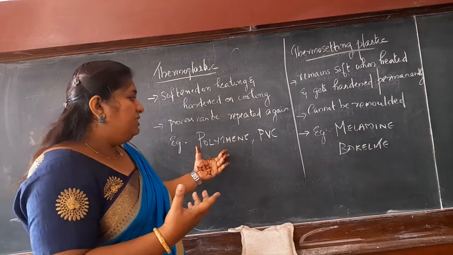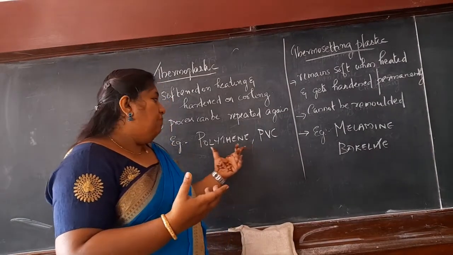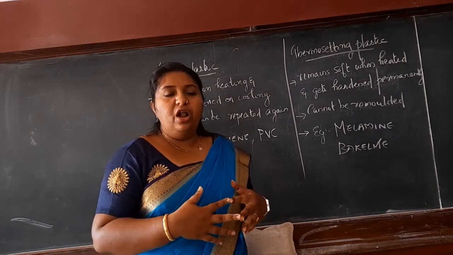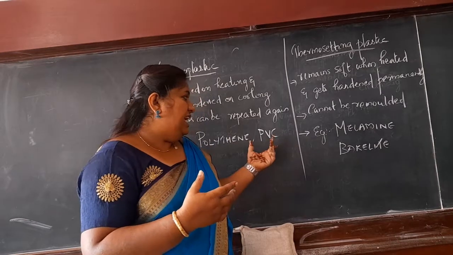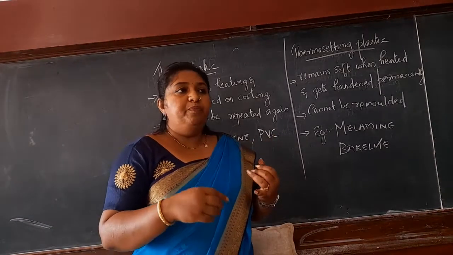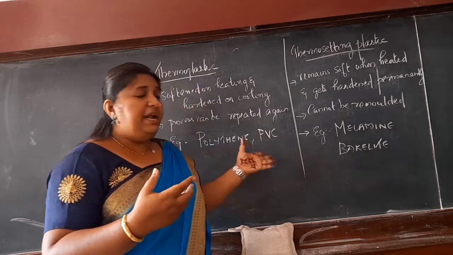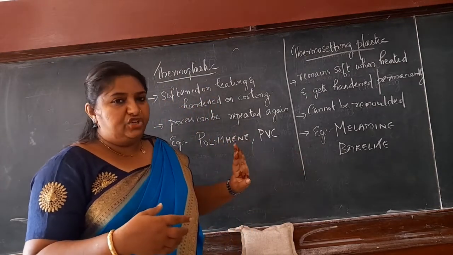Examples are polythene and PVC. Polythene is used for making small containers and covers. PVC is used for making tubes, handbags, and raincoats. It is used for making such things.